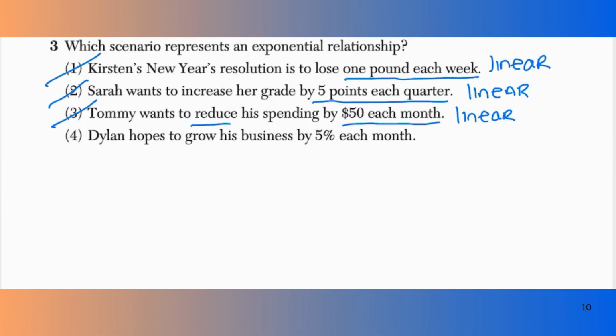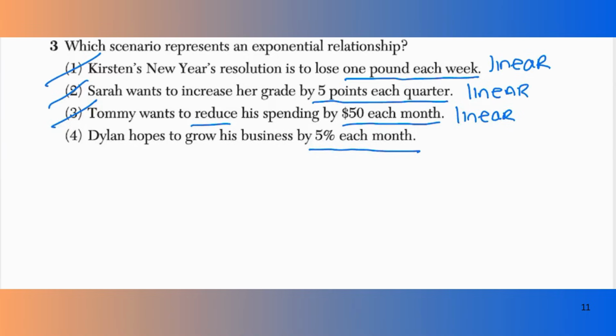And that brings us to 4, which is our exponential function. His business wants to grow by 5% each month. At first glance, you might think, well, that's constant too. It's always 5%. But 5% is not a constant value. 5% changes depending on how much money we're talking about.